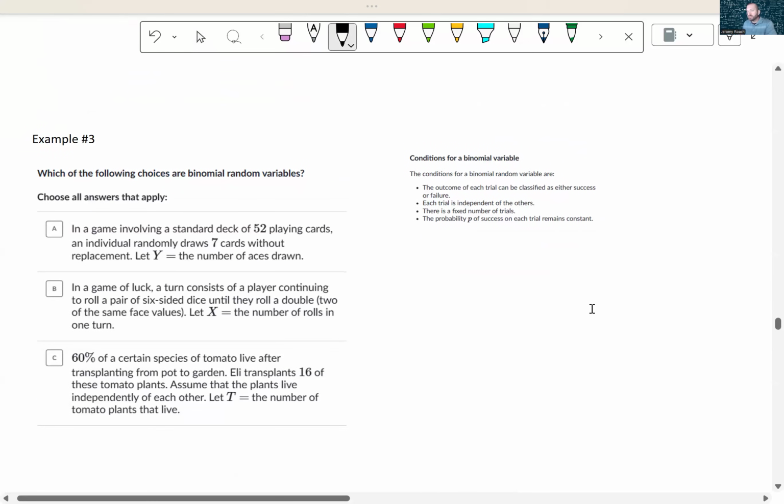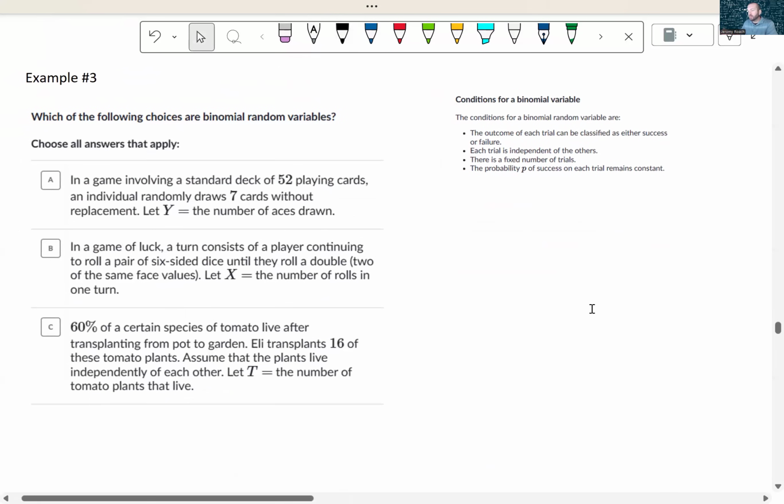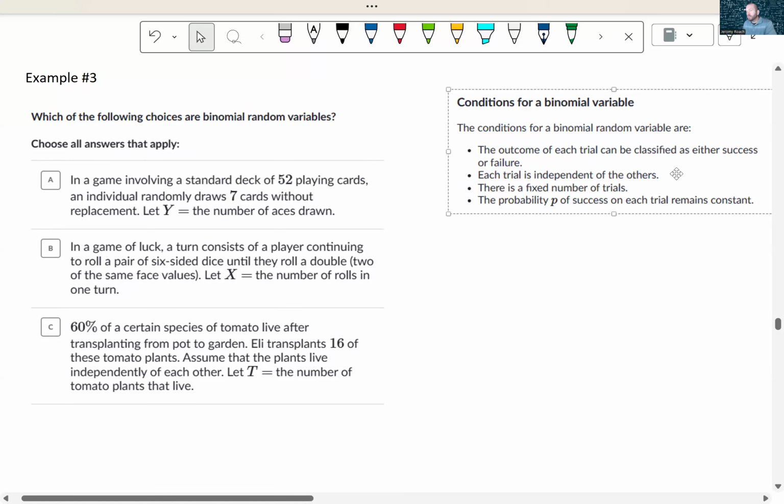It says, which of the following choices are binomial random variables? So we've got to look at all of these and check our conditions for each. I guess we'll check all 4 of them, but let's see if we can find any that do not meet the conditions for a binomial variable. For A, we're involving a standard deck of 52 cards, and we're randomly drawing 7 cards without replacement. We're going to let Y equal the number of aces that we draw.